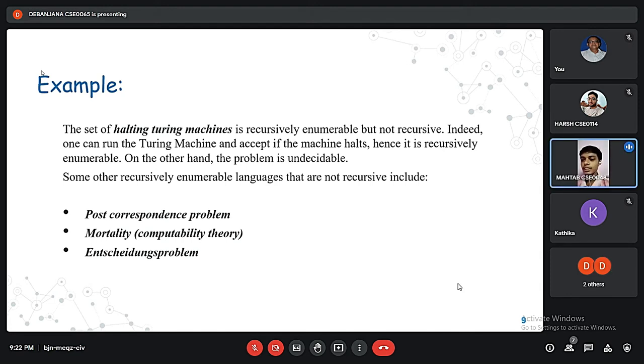Thank you. So in this slide, we come across the examples. The set of halting Turing machines is recursively enumerable but not recursive. Indeed, one can run the Turing machine and accept if the machine halts. Hence, it is recursively enumerable. On the other hand, the problem is undecidable. Some other recursively enumerable languages that are not recursive include the Post Correspondence Problem, mortality, complexity theory, and the tiling problem.